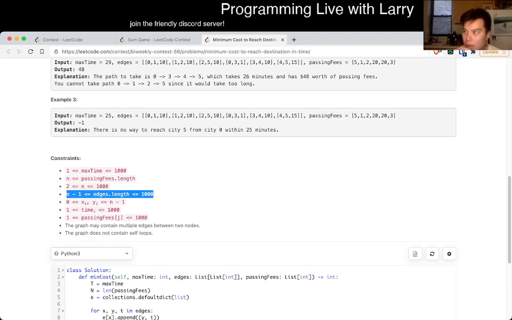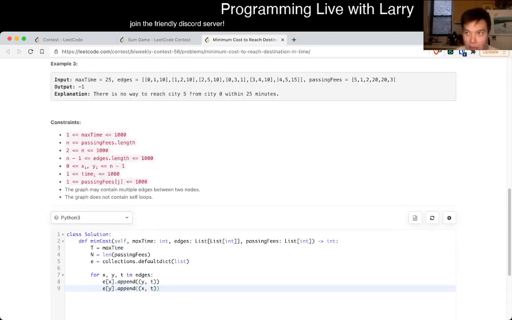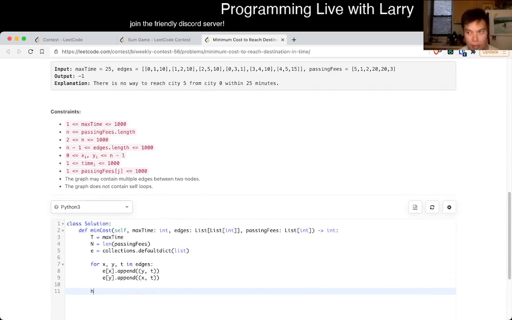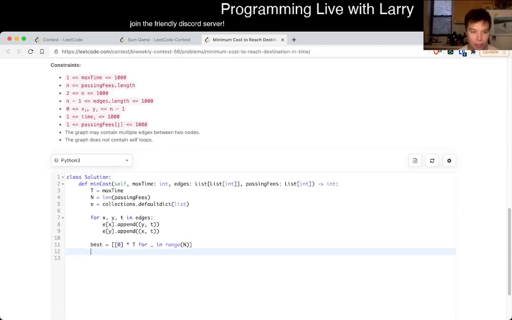Then we plus E. Okay, I am dumb then. Okay, fine. I missed that. I thought each node could be 1,000. So then, okay. Oh, I am dumb. Okay, fine. So dumb.